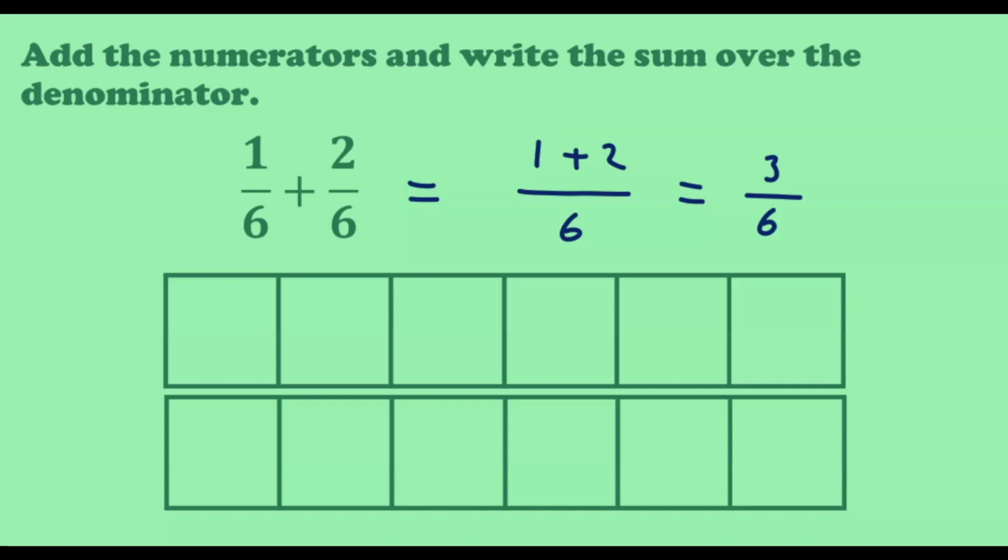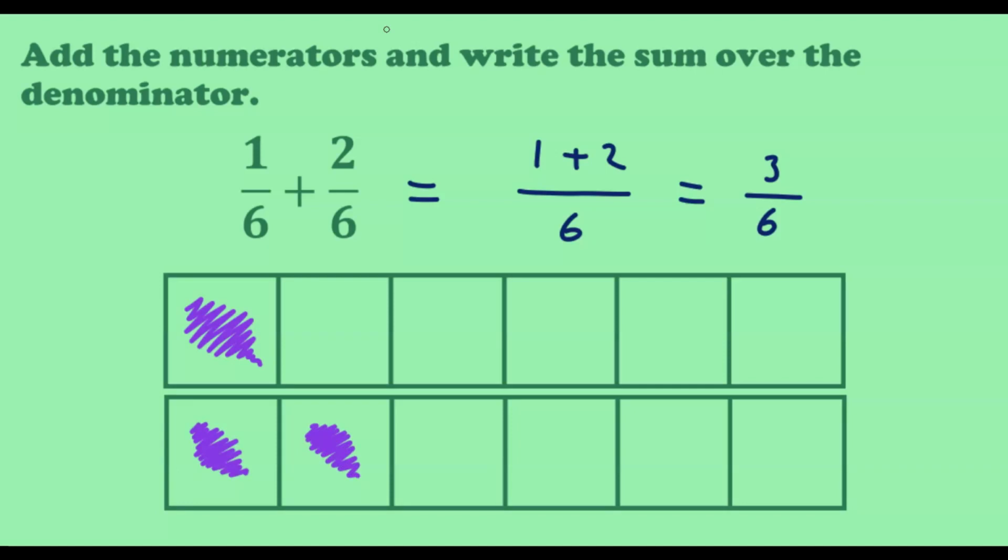Now, let us model 1 over 6. Now, the numerator of 1 over 6 is 1. So when we consider our model, we are going to shade just one of the 6 equal parts that the first rectangle has been divided into. Now, let us model 2 over 6. What is the numerator of 2 over 6? The numerator is 2. So when we model 2 over 6, we are going to shade just 2 of the 6 equal parts that the second rectangle has been divided into. So this is what we get.